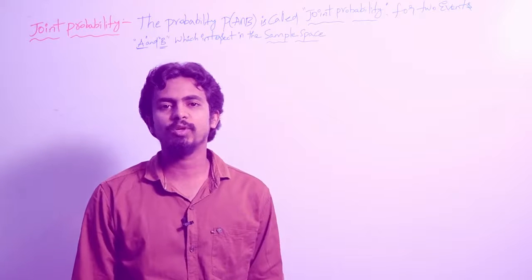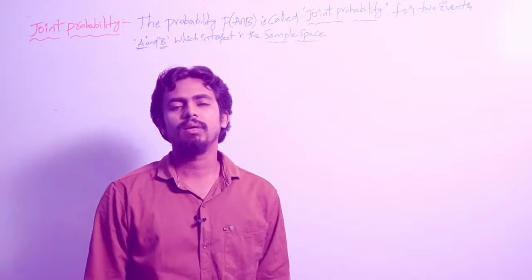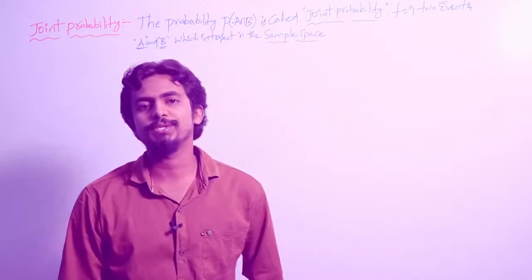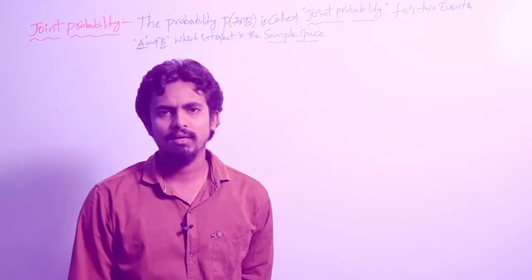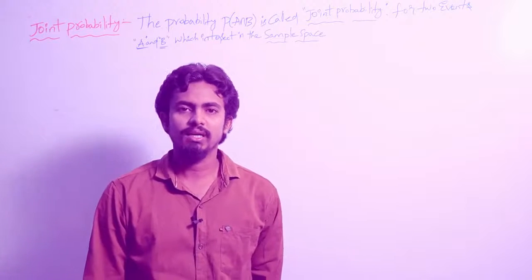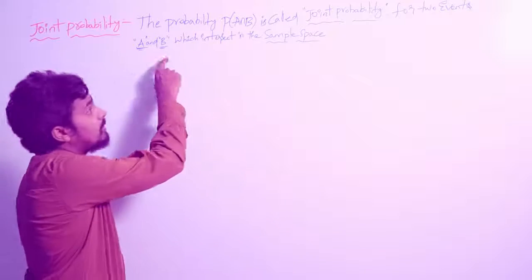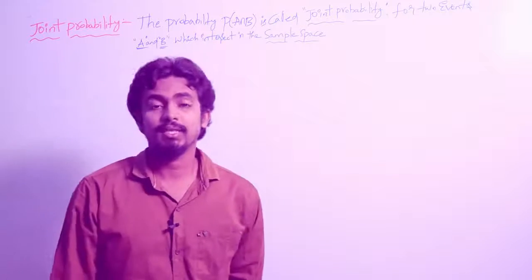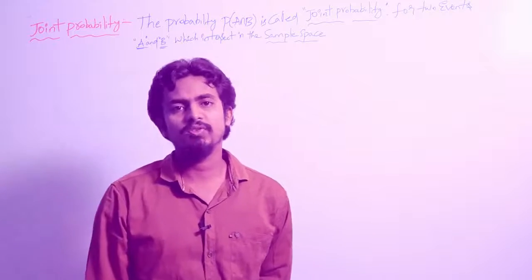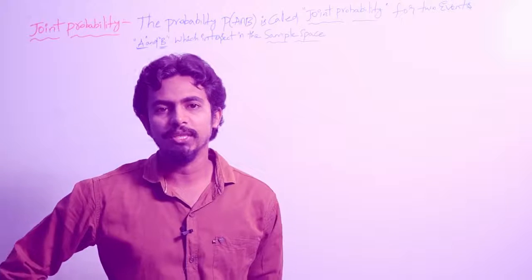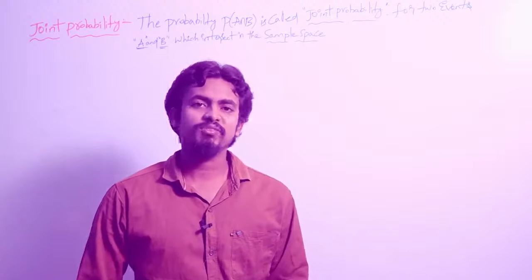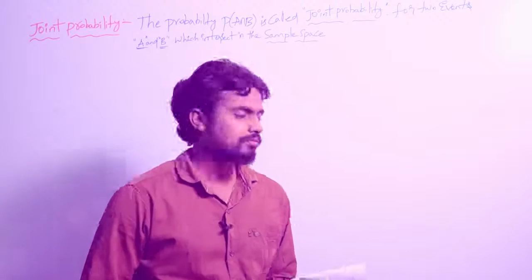Now let's see the concept of joint probability. The P of A intersection B is said to be the joint probability. For example, if you take the events A and B, they will intersect in the sample space. Then it will be said to be the joint probability. Let's see the formula for the joint probability.